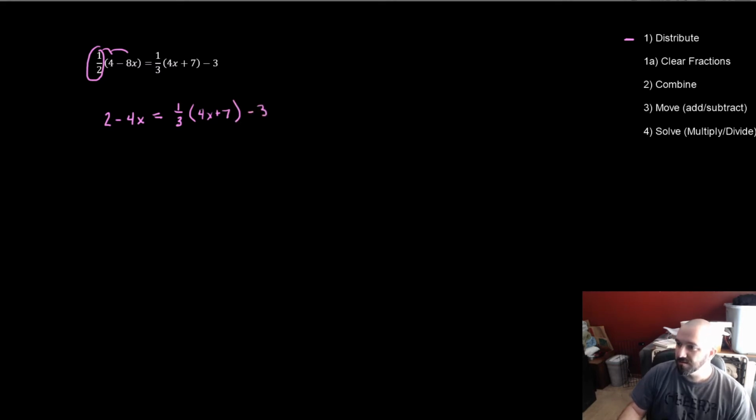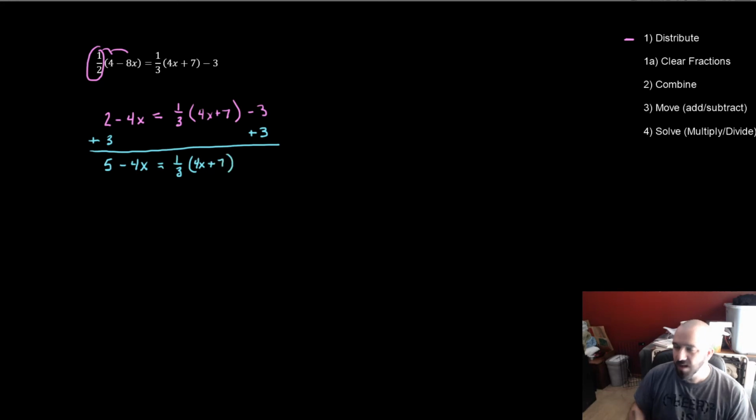And then, just to show you that I can, I'm going to add 3 to both sides. Gives me 5 minus 4x is equal to 1/3 times the quantity 4x plus 7. Again, initially, I told you that I'm going to go ahead and distribute everything. Again, this is just a guide. It's not hard and fast.